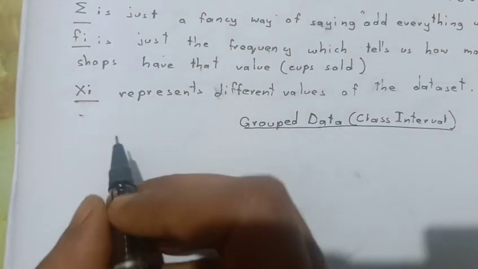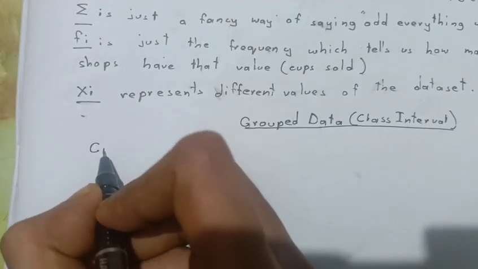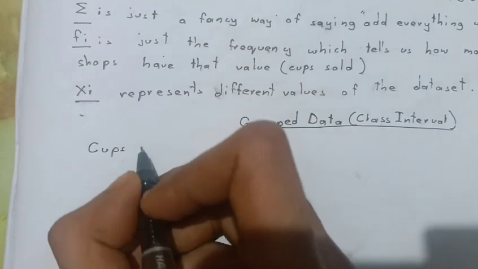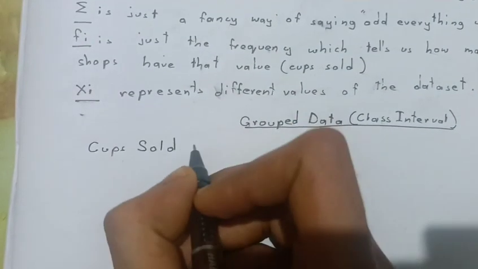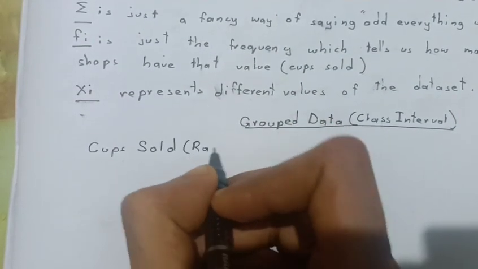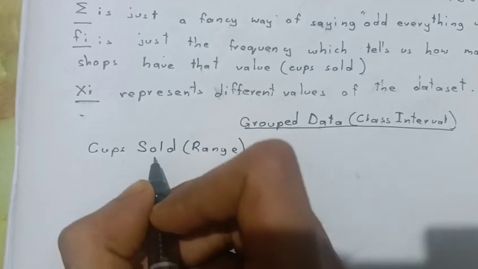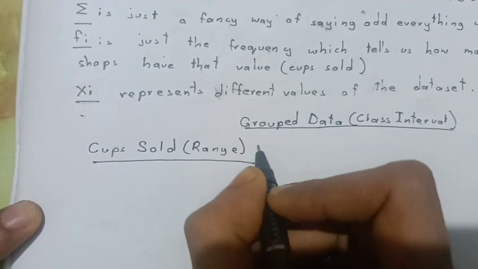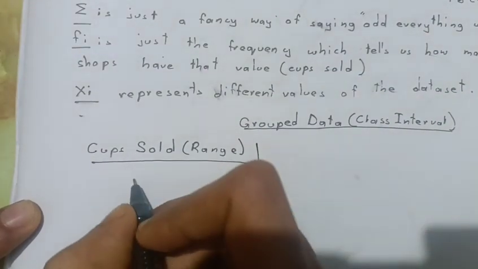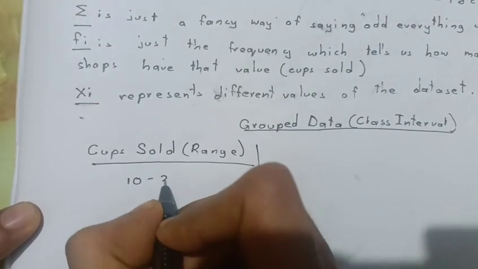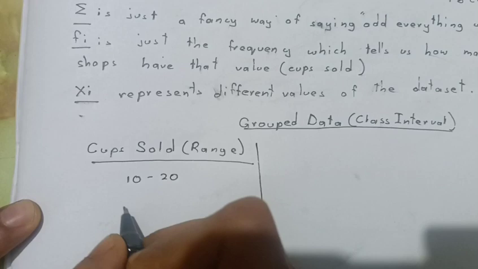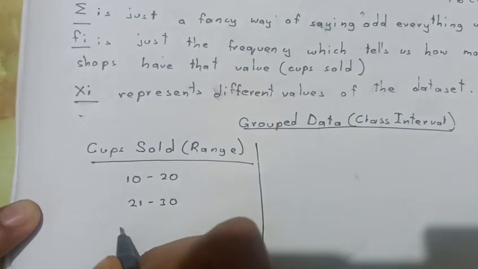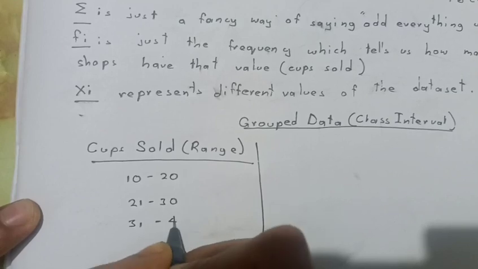What we are going to do is bring a frequency table here, with cups sold, which will be in ranges, not exactly specific cups, like 10 to 20 cups, 21 to 30, and 31 to 40.